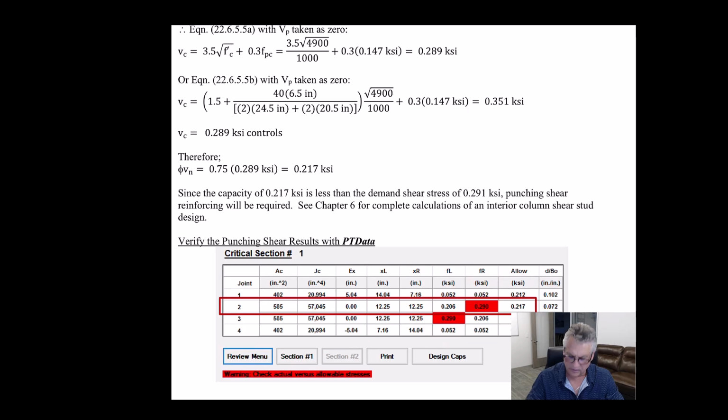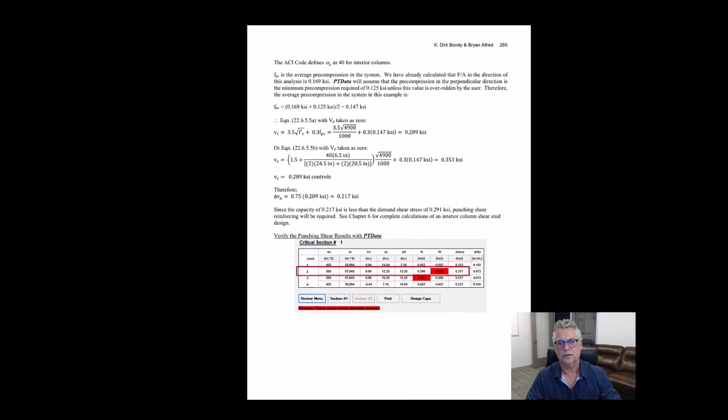So anyway, we pretty significantly violated the punching shear capacity, and we're going to have to supplement. That's not at all unusual in post-tensioning. We've got thin slabs. Okay, so I'll see you in the next video.